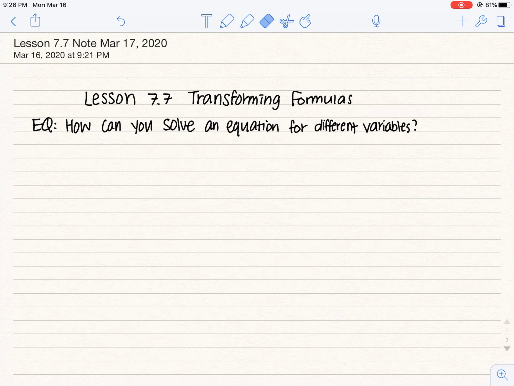Lesson 7.7, Transforming Formulas. The essential question for this lesson is, how can you solve an equation for different variables? So we are going to take a look at different formulas and see how we can solve the equation using different variables. But first, let's work on transforming the equation in one step.